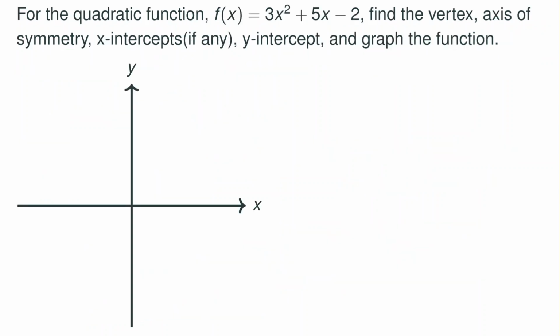For the quadratic function, 3x squared plus 5x minus 2, find the vertex, axis of symmetry, x-intercepts, if any. So it is possible to not have any x-intercept. So if there are any, find the x-intercepts, y-intercept, and graph the function. So let's find the vertex first. The vertex.